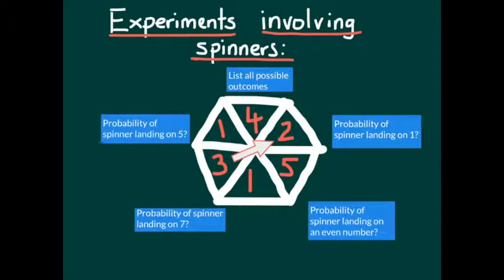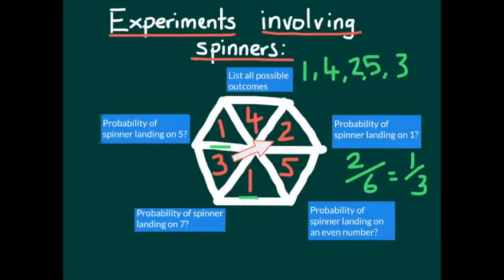We just did this a moment ago, we'll do it again. List all the possible outcomes. Well, the possible outcomes are 1, 4, 2, 5, and 3 being spun up. What is the probability of the spinner landing on 1? Well, because we have a 1 there and a 1 there, there's 2 of them, the probability of it landing on 1 is actually going to be 2 out of 1, 2, 3, 4, 5, 6, a total of 6. Again, I can simplify that fraction, so there's a third chance.